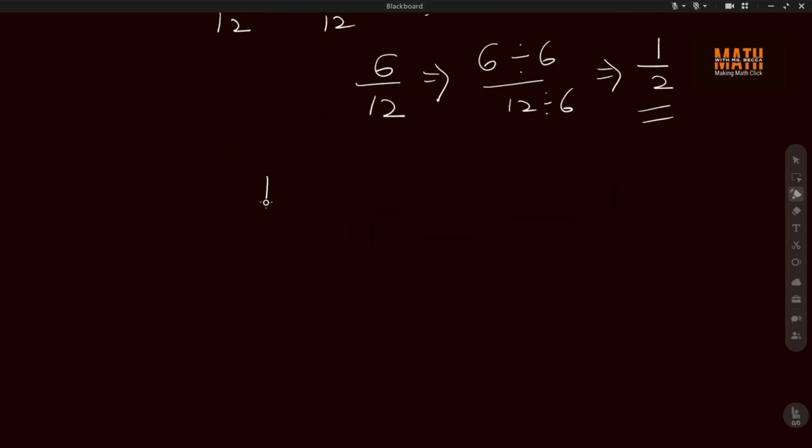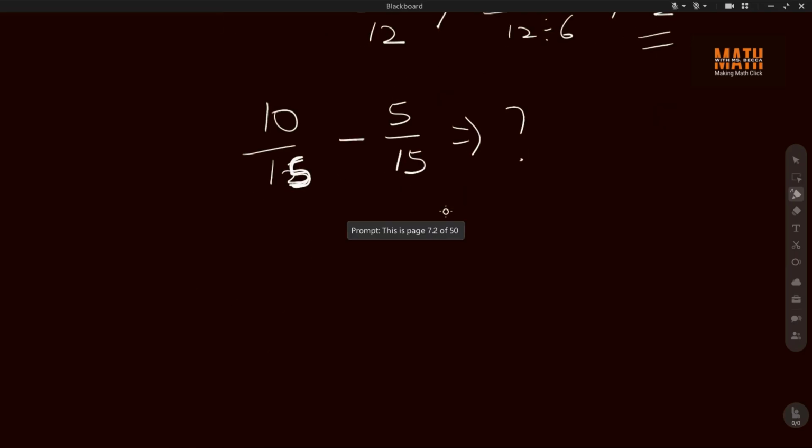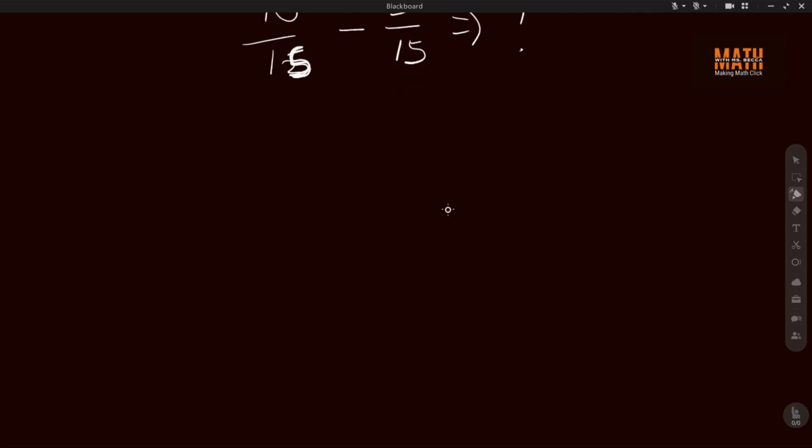Now subtract 10/15 minus 5/15. What is 10/15 minus 5/15? Leave your answer in the comments. Now let's subtract three fractions with the same denominator. It is the same process.